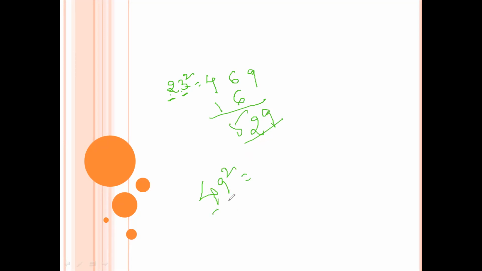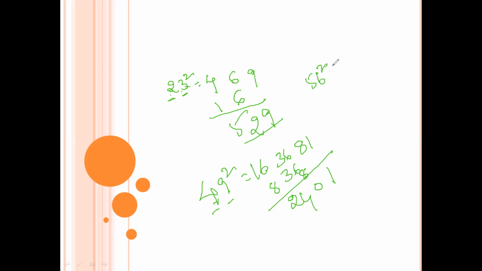4 is one digit. 9 is another digit. 4 square is 16. 9 square is 81. 4 into 9 is 36. You write this 36 one more time. 1, 8 carry. 36 plus 36 is 72, plus 8 is 80. 8 carry. 16 plus 8 is 24.